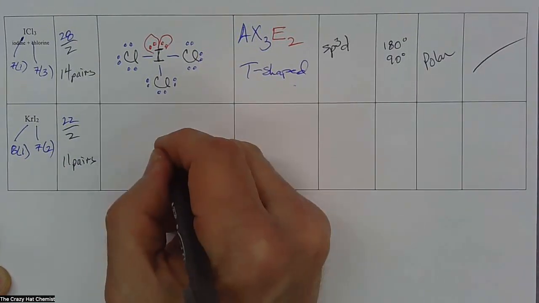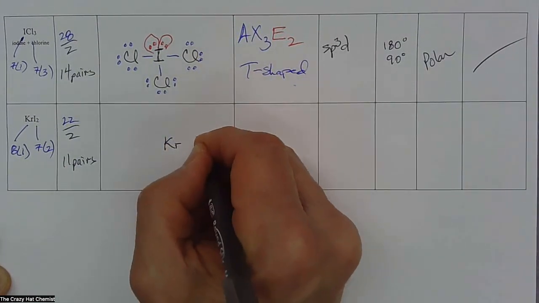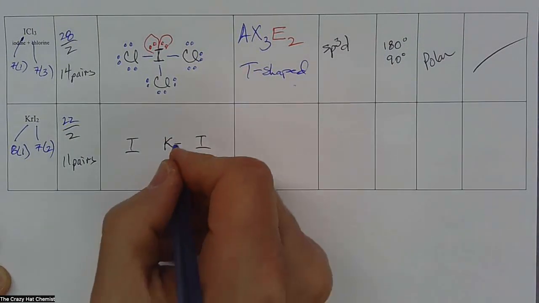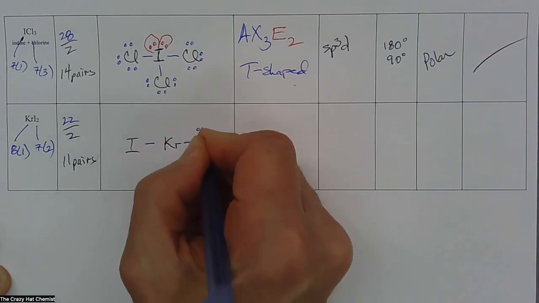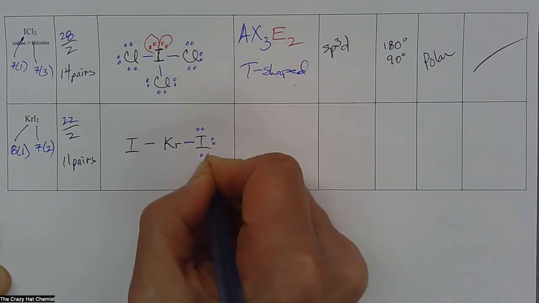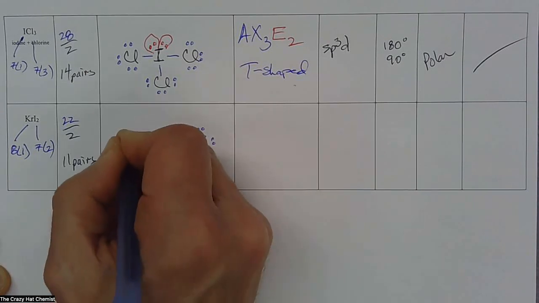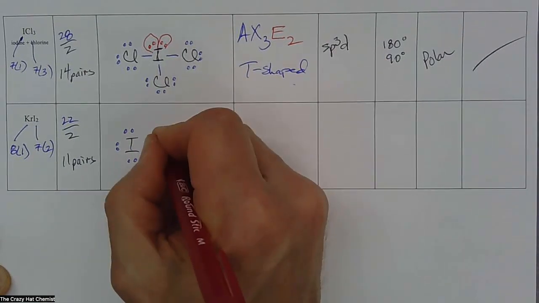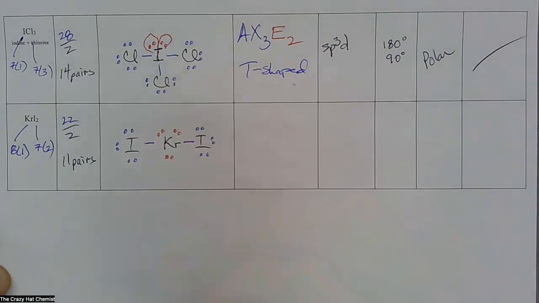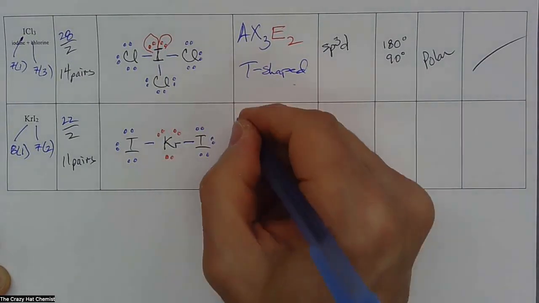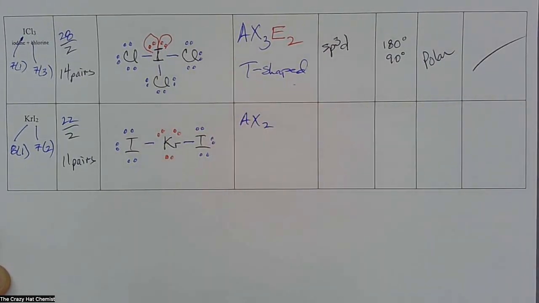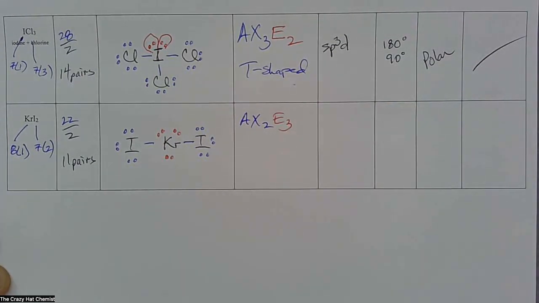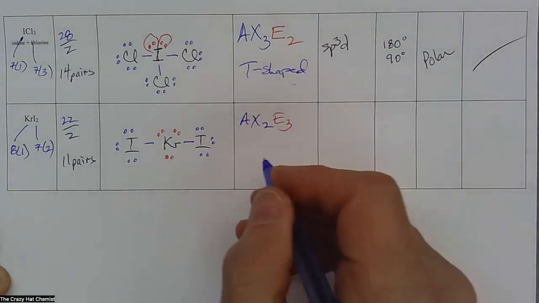11 pairs. Krypton goes in the middle. Then the iodines are going to surround it like thus. 11 pairs. And I'm going to have 1, 2, 3, 4, 5, 6, 7, 8, 9, 10, 11 pairs. Okay, this is AX2E3. And so that has a molecular shape of linear.